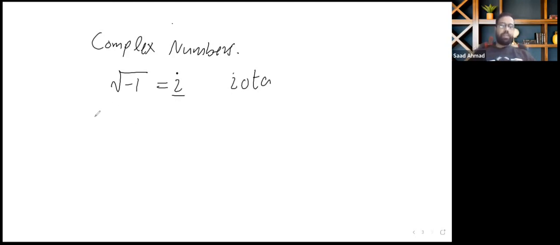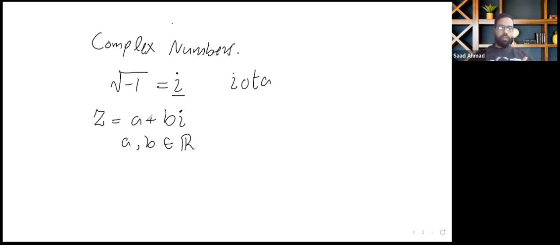The complex numbers are represented in this form: Z equals A plus B I, where A and B belong to the real numbers, like 1, 2, 1.5, 2.5, anything. Any number, square root 2, square root 3, it can be anything. A and B are the real numbers.